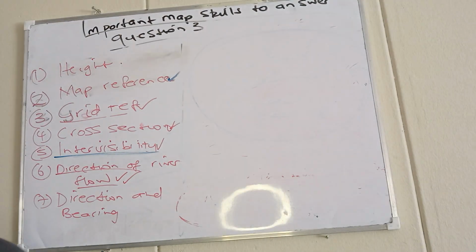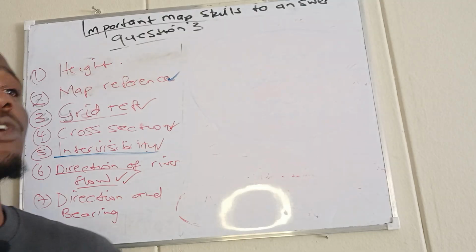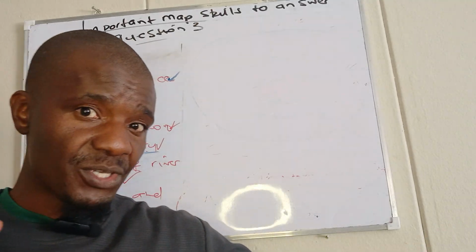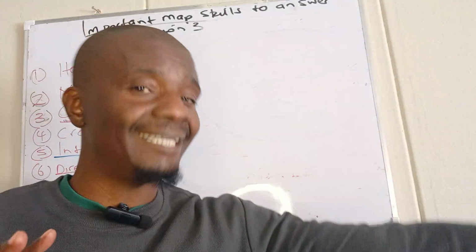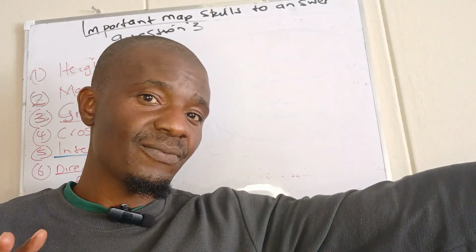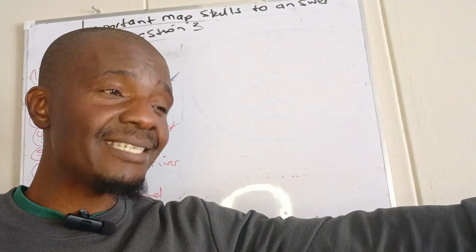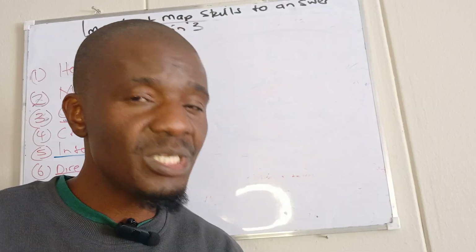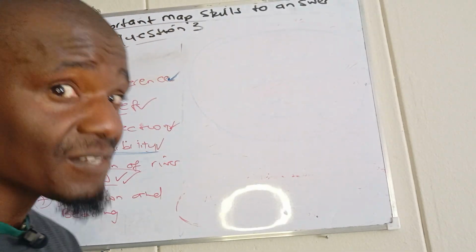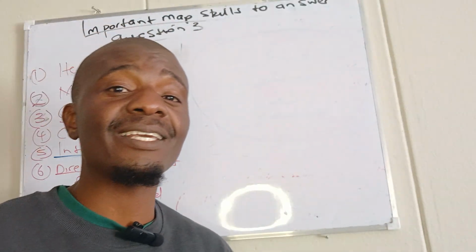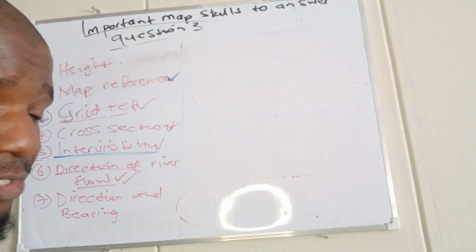Then intervisibility. What we are simply saying is, when you are considering two given points, are you able to see clearly from one point to another? Is there any obstruction? Which means if there is no obstruction, there is intervisibility. If there is obstruction, there is no intervisibility. That's basically what we are talking about.